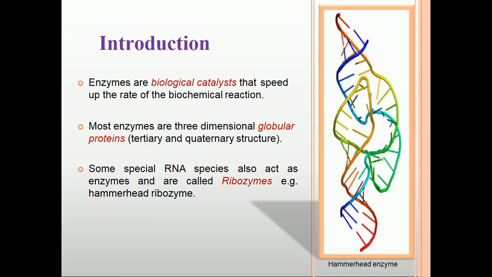Now let's come toward the basic introduction of enzymes. Enzymes are biological catalysts that speed up the rate of biochemical reactions. As we know, most enzymes are three-dimensional globular proteins with tertiary and quaternary structure. Some special RNA species also act as enzymes and are called ribozymes, for example, the hammerhead ribozyme. So you can see here.